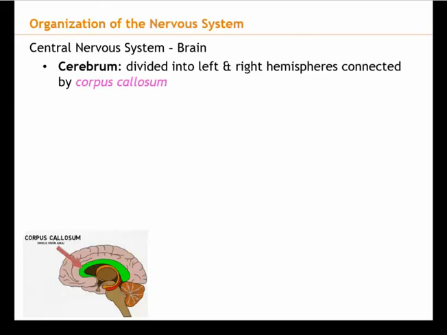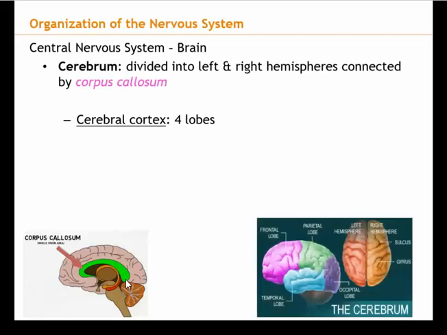The cerebrum is divided into right and left hemispheres, and that's connected by the corpus callosum, which you see in this picture as this green region. The corpus callosum is a broad band of nerve fibers joining the two hemispheres of the brain. This communication trunk contains about 200 million nerve fibers, and it's covered by a thin shell of gray matter that extends across the entire surface of the cerebrum.